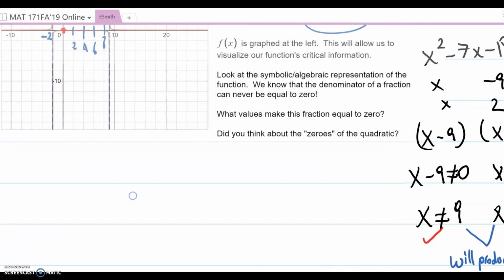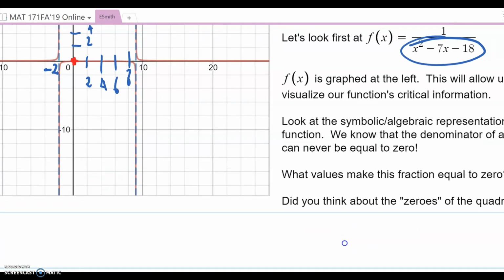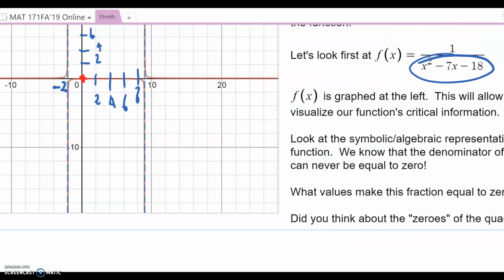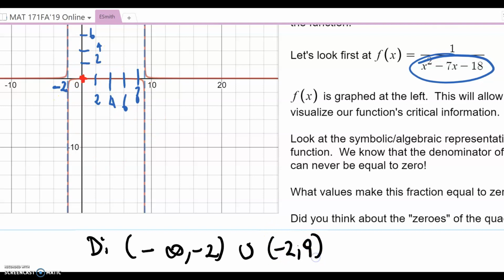So what is happening there for the domain? We are coming from negative infinity until negative 2, but we will never be equal to negative 2. Union, we're going to take all the values between negative 2 and 9. Union, and we will go from 9 to infinity.